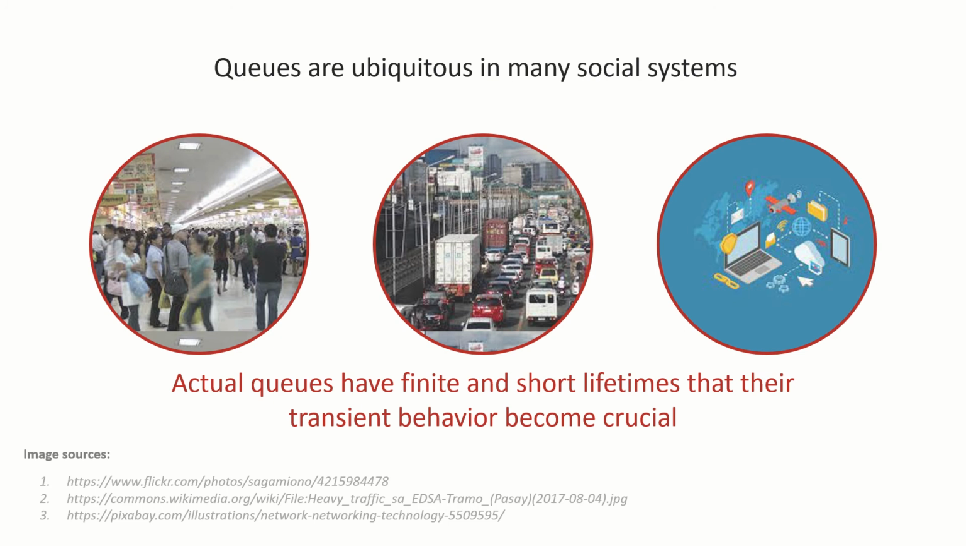Queues are ubiquitous in many types of systems. You can observe them in checkout lines of groceries, in vehicular traffic systems, and even in queues of packets of data in a computer network. Queue problems are often solved using theoretical models that provide steady-state solutions. These solutions are solvable and for most of the time applicable in certain situations. However, experience tells us that actual queues have finite and short lifetimes, so their transient behaviors become crucial.